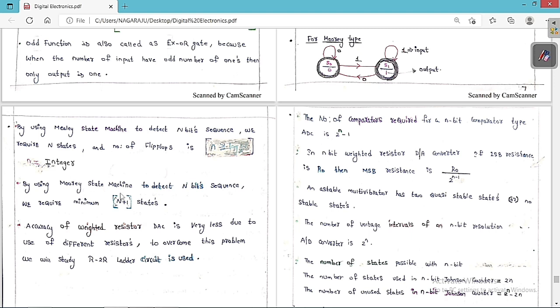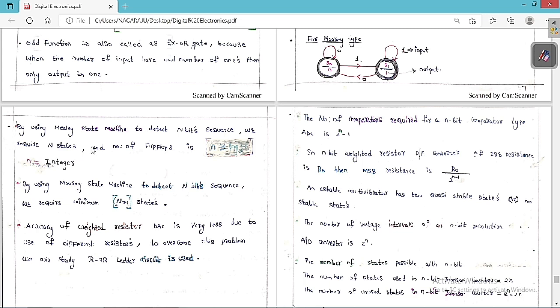Similarly, by using the Mealy state machine to detect the N-bit sequence, we require a minimum of N plus 1 states. So if you want to find the number of flip-flops, the same thing: n greater than or equal to log of N plus 1 with base 2. These are things you always have to keep in mind. So by using a Moore state machine to detect the N-bit sequence, we require N states, so the number of flip-flops satisfies 2 to the power of n greater than or equal to N.